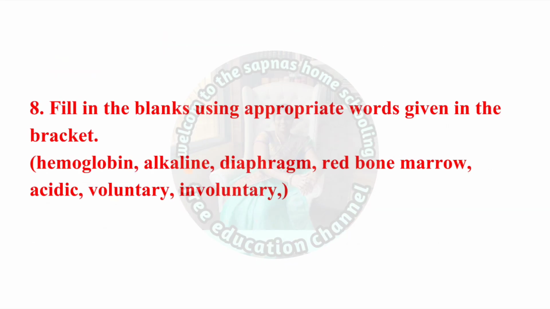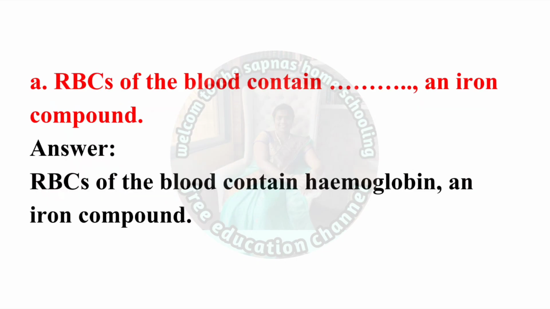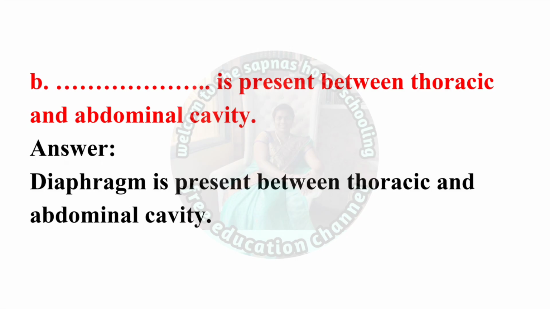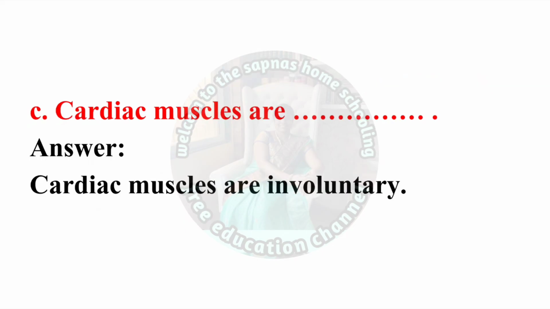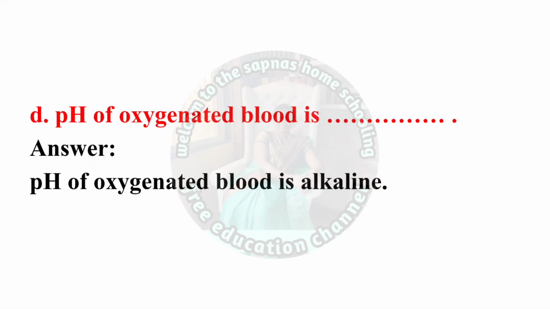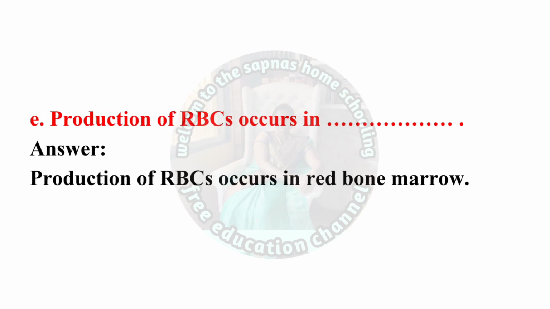Question 8. Fill in the blanks using appropriate words given in the bracket. Hemoglobin, alkaline, diaphragm, red bone marrow, acidic, voluntary, involuntary. RBCs of the blood contain hemoglobin, an iron compound. Diaphragm is present between the thoracic and abdominal cavity. Cardiac muscles are involuntary. pH of oxygenated blood is alkaline. Production of RBCs occurs in the red bone marrow.